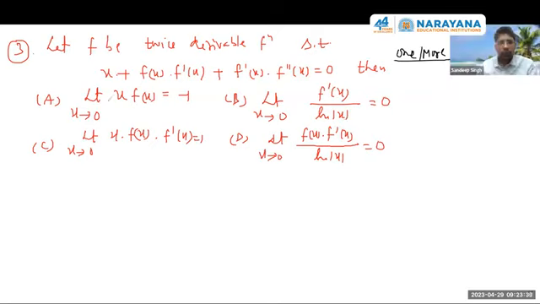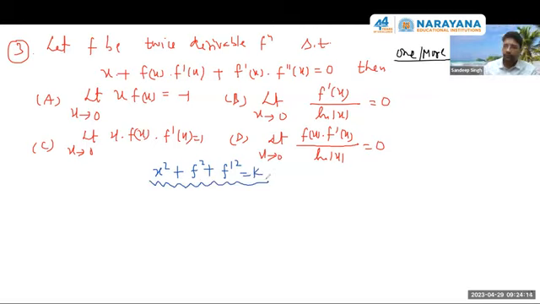So first step, I think all of you have done. Integrate this, right? So what will integration give me? Tell me. x square by 2 plus f square by 2 plus f dash square by 2 equals a constant. This is what you are getting, right? It is bounded. Both f and f dash are bounded. Very good. Because k is a fixed constant.